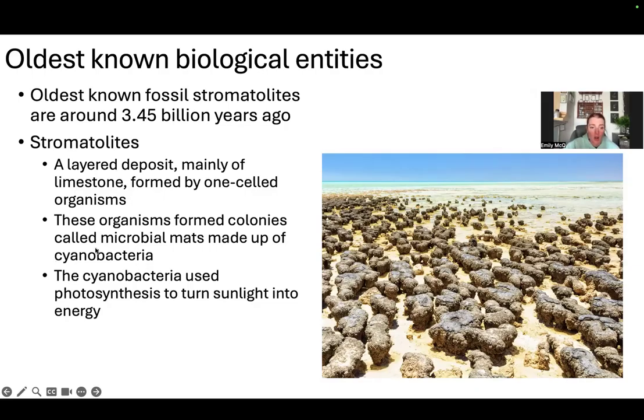These organisms formed colonies called microbial mats, and they were made up of a bacteria known as cyanobacteria. If you're familiar with coral, it's a very similar idea. Coral is also a limestone or calcium carbonate, and there are single-celled organisms that live in coral. Coral is technically considered an animal. This was the same idea with stromatolites. A little bit different biologically, I don't actually know how, and I don't want to get into it.